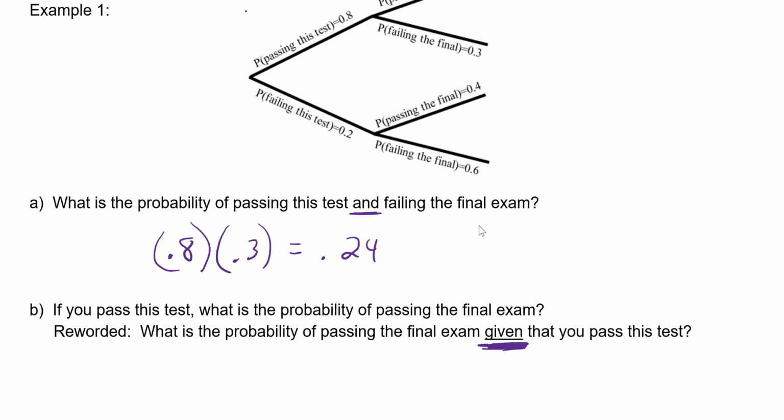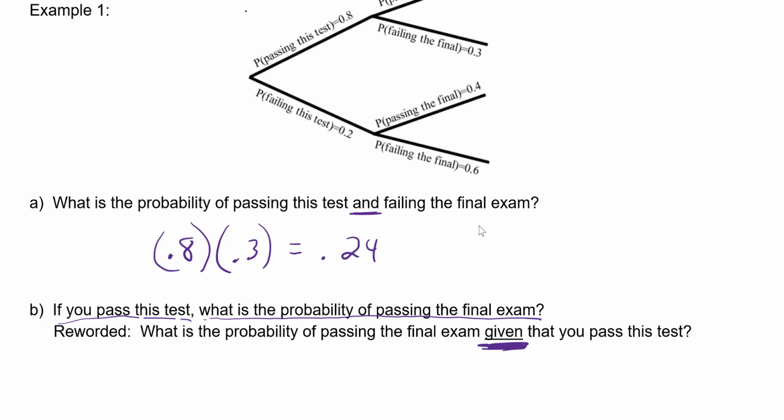Okay? So reworded, again, let me read the first statement again. If you pass the test, what's the probability of passing the final? So it's saying that you passed the test. If I reword it, it'll say: what is the probability of passing the final given that you passed the test? Because it's telling you passed the test, so that you're given.